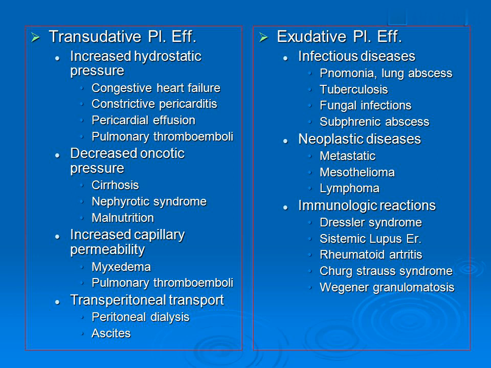Transudative pleural fluid: increased hydrostatic pressure, congestive heart failure, constrictive pericarditis, pericardial effusion, pulmonary thromboemboli. Decreased oncotic pressure: cirrhosis, nephrotic syndrome, malnutrition. Increased capillary permeability: myxedema. Transperitoneal transport: peritoneal dialysis, ascites.